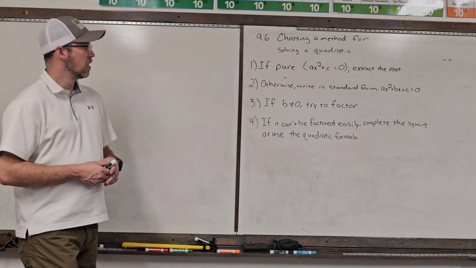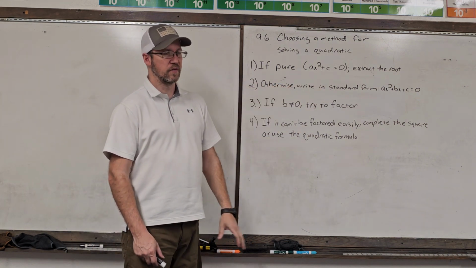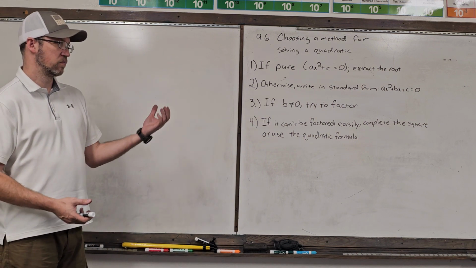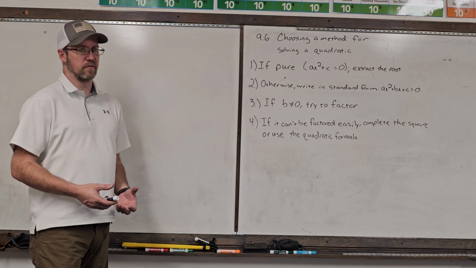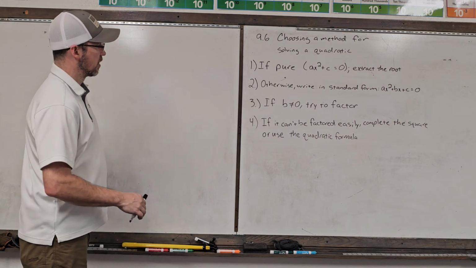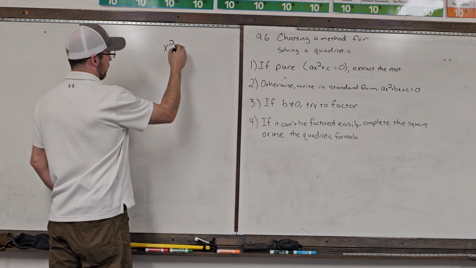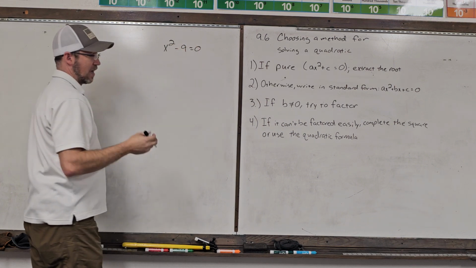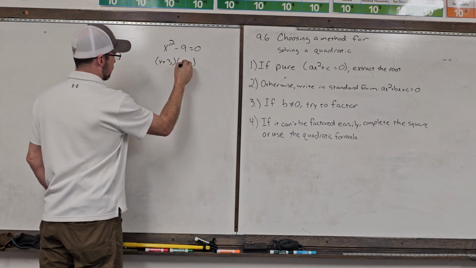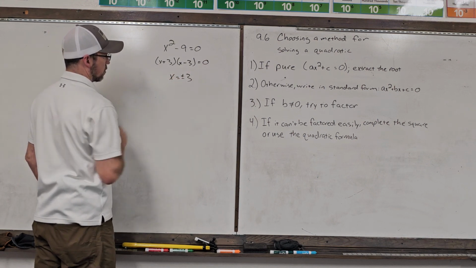So, choosing a method. First of all, if it's a pure quadratic, if it's missing the linear term, if it does not have an x term, a bx, I'm going to extract the root. Sometimes, depending on how it's written, I'm going to factor by the difference of perfect squares. But for the most part, if it gives me something like x squared minus 9 equals 0, I personally am going to do x plus 3, x minus 3 equals 0, and I can see that it's going to be x equals plus or minus 3. All right?